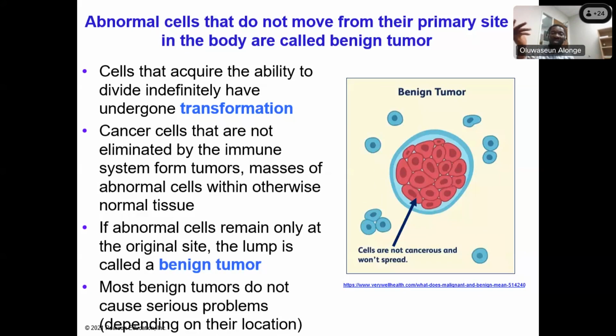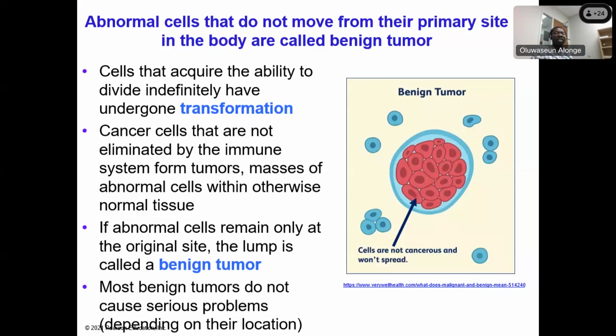That's what we call transformation. So cells that acquire the property, they acquire the ability to divide indefinitely. We say that the cell has been transformed because a non-transformed cell, which is a normal cell, will not have such traits. So a cell that keeps dividing without control will likely be a transformed cell.